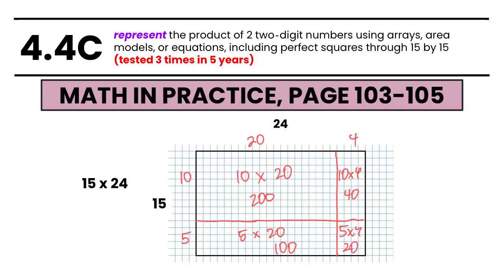And so adding up the area of all 4 of those rectangles will give us the product of 15 times 24. And so we will have 200 plus 100 plus 40 plus 20, making sure to line up our place values, and this will give us 360 as the result.